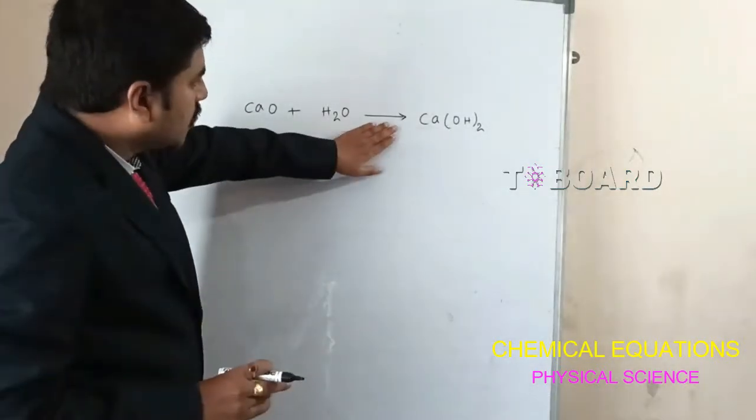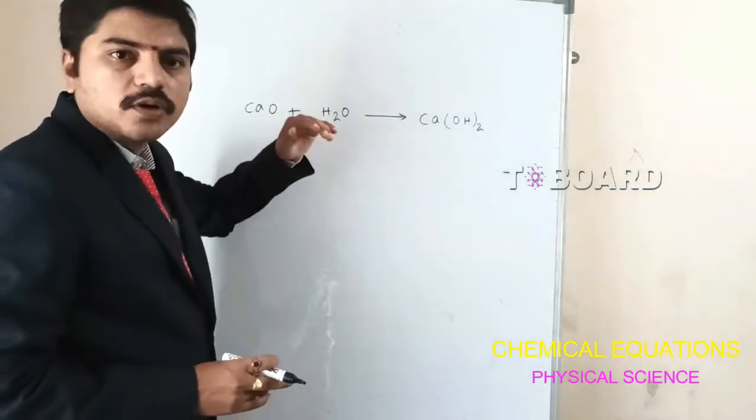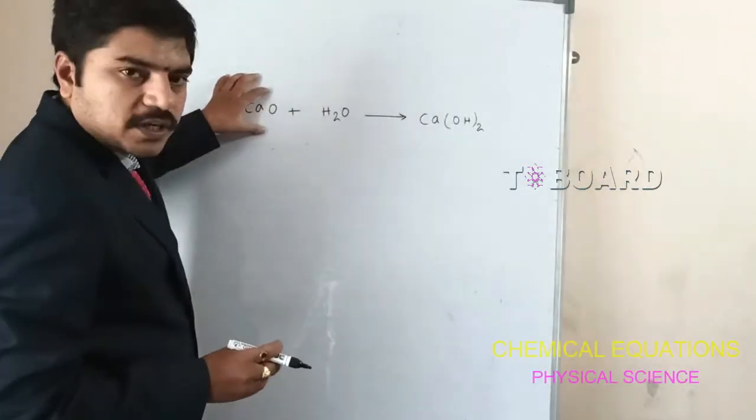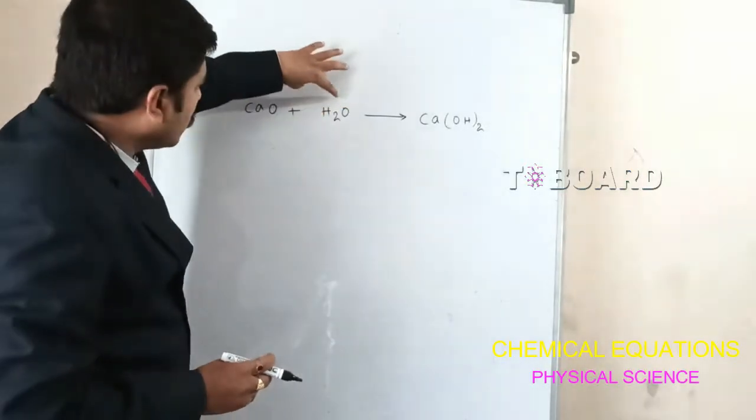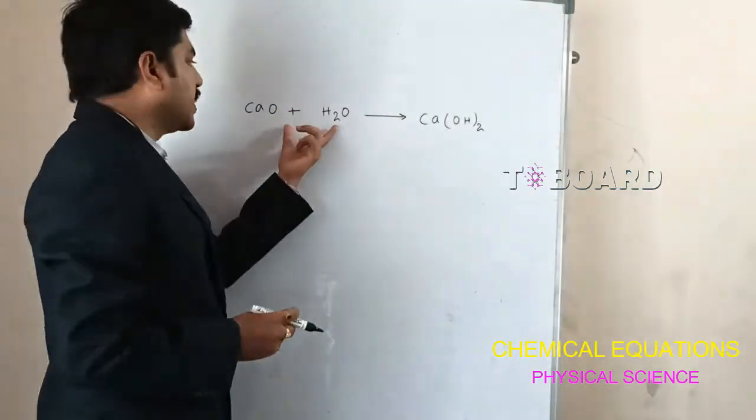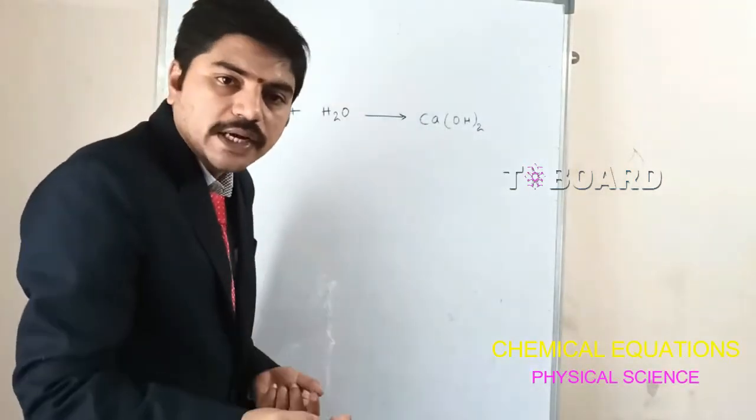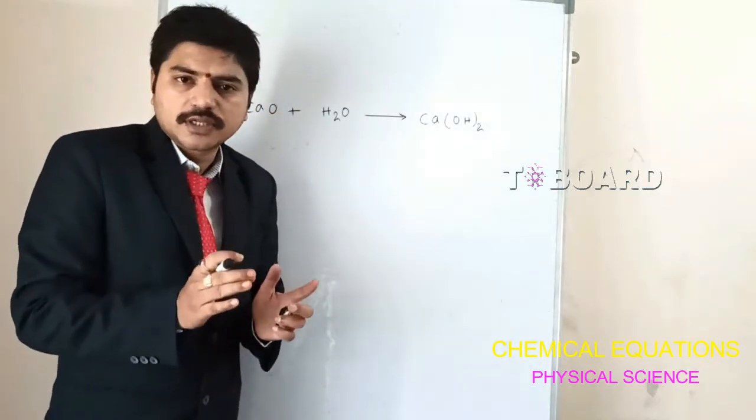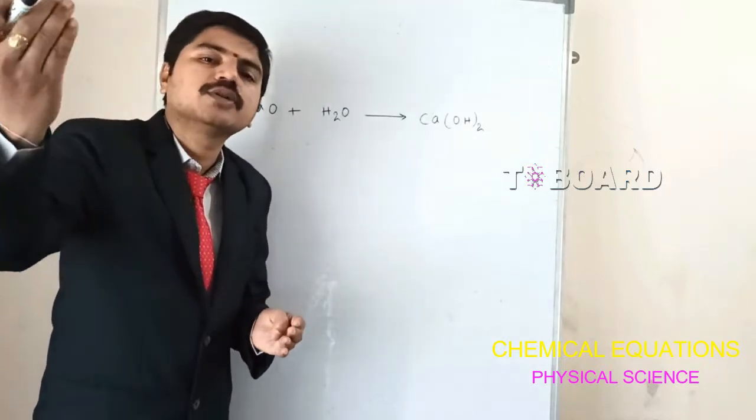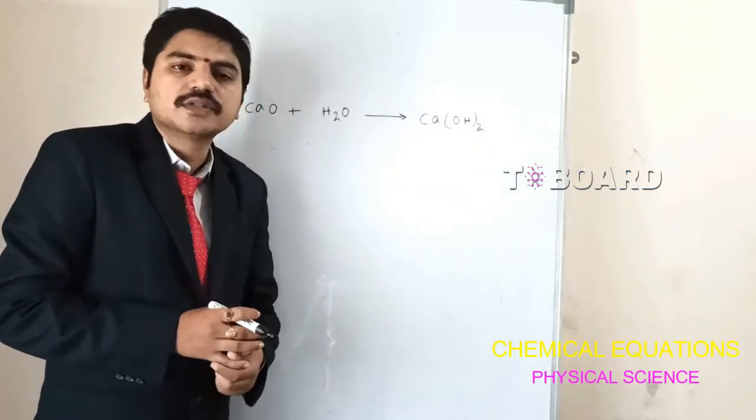See here, this is a 'gives'. So the left side are all reactants, what we mix in a particular ratio. For example, calcium oxide is mixing with water. All the things on the left side are called reactants. Then what about the right side? What we get on the right side is called the product. Product is what we get after mixing the reactants, according to the ratio in which they mix. So the right side value is the product.